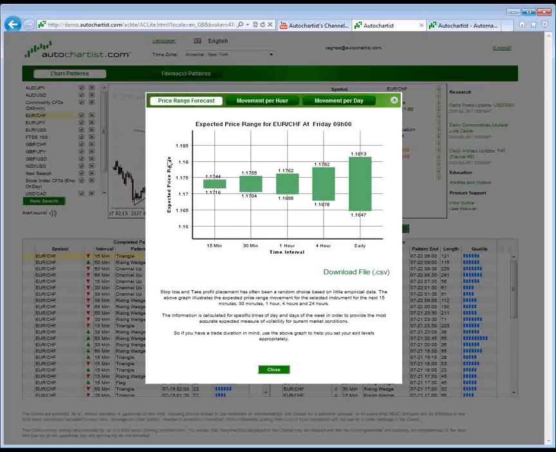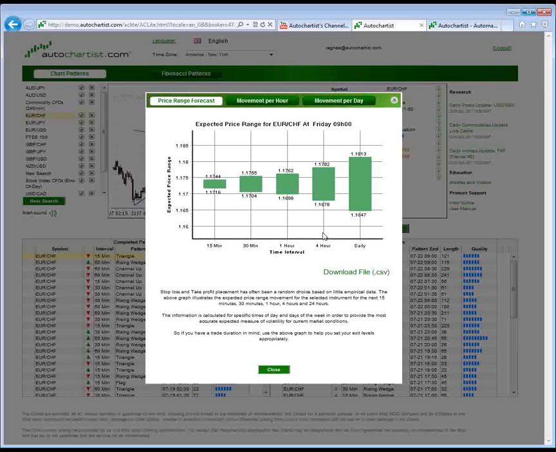All right, so what I wanted to focus on today, because this is applicable right now in the live market, is the price range forecast. What's great about the price range forecast is you can look at this graph here and get a projection of what the price range may be over the next 15, 30, 60 minutes, 240 minutes, or 1440 minutes. It's a daily chart. So you can see that it's outlined here on all the time frames that Autochartist scans for chart patterns on. You can also get expected price range movement, and this updates every 15 minutes.